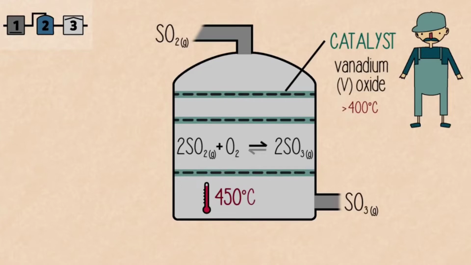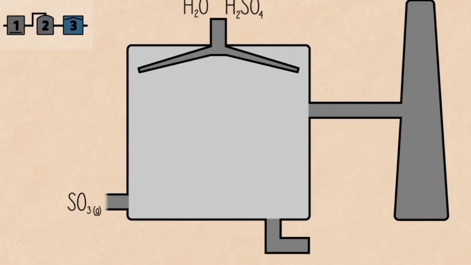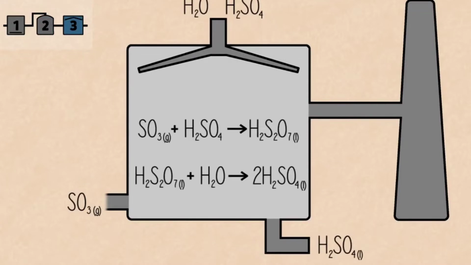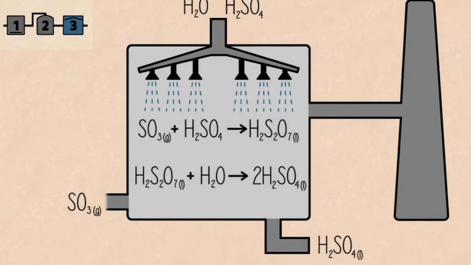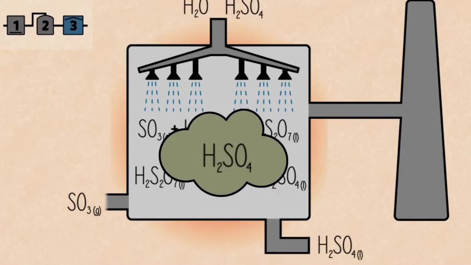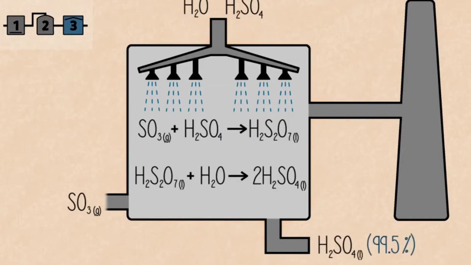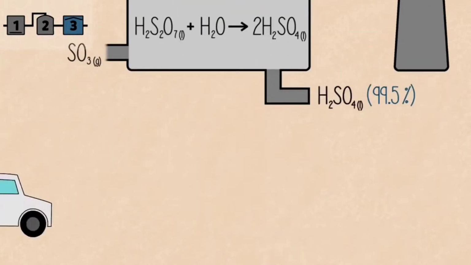Finally, in stage 3, sulfur trioxide is converted into a very concentrated sulfuric acid, and the equation is shown now. This liquid is also known as oleum. It is very viscous and releases acidic fumes. It is very important at this stage to add water carefully, usually as a mist to sulfur trioxide. This is because the reaction is very exothermic, so mixing it with pure water would release a mist of sulfuric acid that would escape into the air. 99.5% pure sulfuric acid is then collected and is shipped off to where it's needed next.